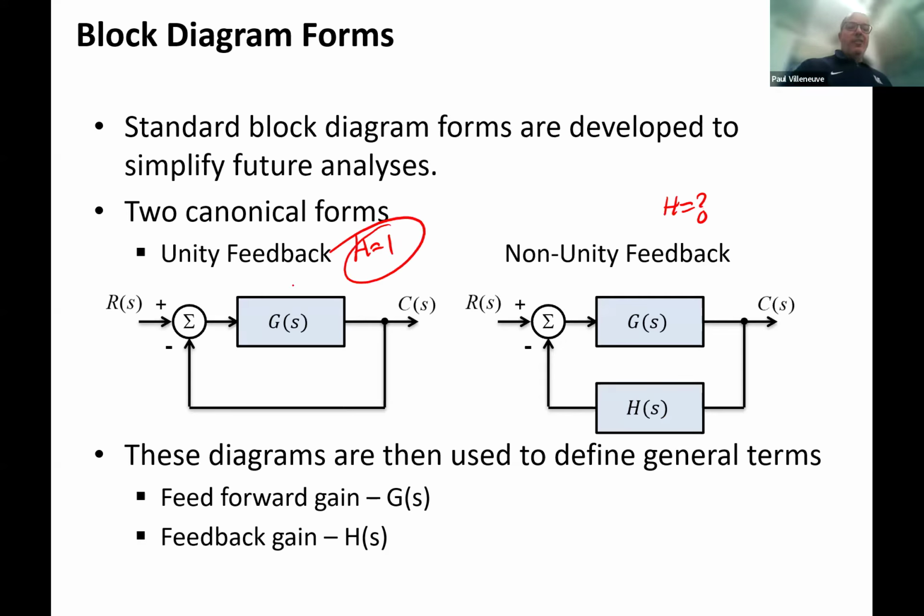Okay. This G is our feed forward. H is our feedback. And so what we'll be talking about, particularly when we look at things called steady state errors, we're looking at unity gain in many cases. So we're looking to compare the output directly to the input to calculate what the error is.